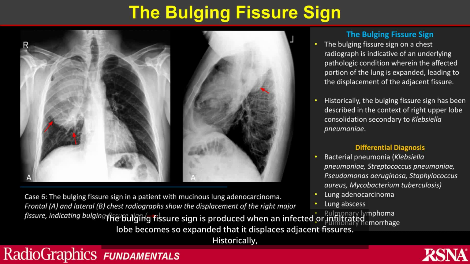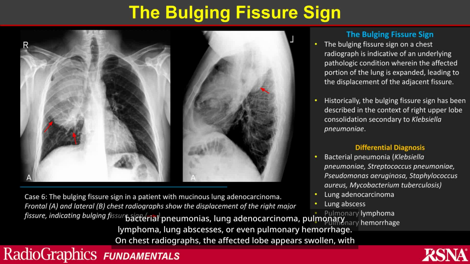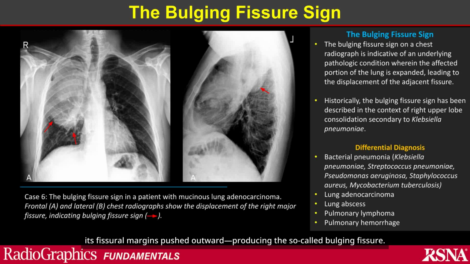The bulging fissure sign is produced when an infected or infiltrated lobe becomes so expanded that it displaces adjacent fissures. Historically, it was considered pathognomonic for Klebsiella pneumoniae infection, particularly in the right upper lobe. However, it can also result from other bacterial pneumonias, lung adenocarcinoma, pulmonary lymphoma, lung abscesses, or even pulmonary hemorrhage. On chest radiographs, the affected lobe appears swollen, with its fissural margins pushed outward, producing the so-called bulging fissure.